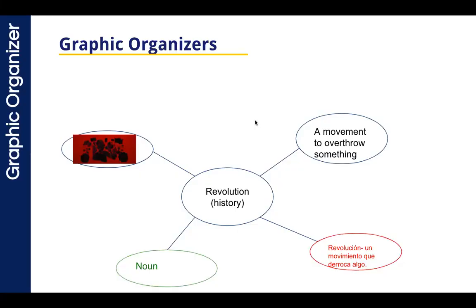And so here, if I'm doing this with students, I'll say, let's highlight some of the things that are the same. So revolution in history is still a noun, right? But it means something different. When we say that America had a revolution, we don't mean that America turned around in a circle. We mean that it was a movement to overthrow something, right?